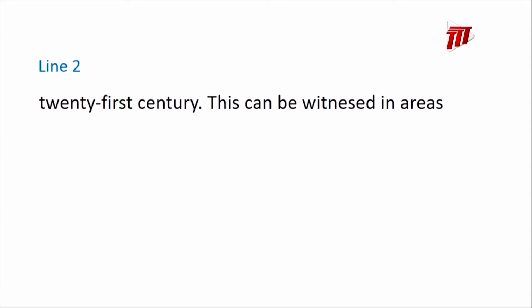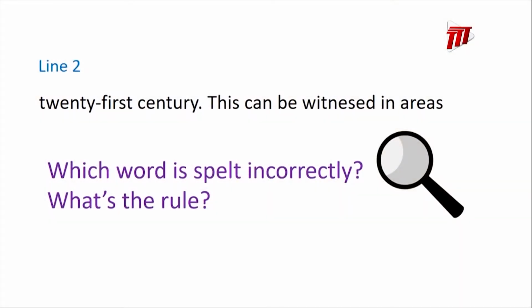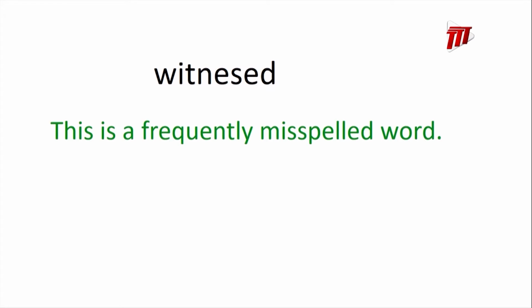And your teacher would have given you a list of frequently misspelled words. You are to learn those words by heart. No other way. Which word is spelled incorrectly? Is there a rule involved? Yep, the word is witnessed. It's a word that people frequently misspell. They put one S instead of two. Yeah, witness is a word that has two S's.